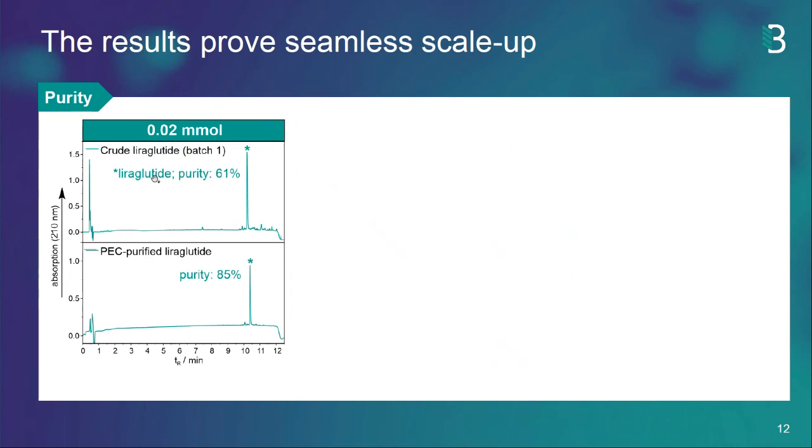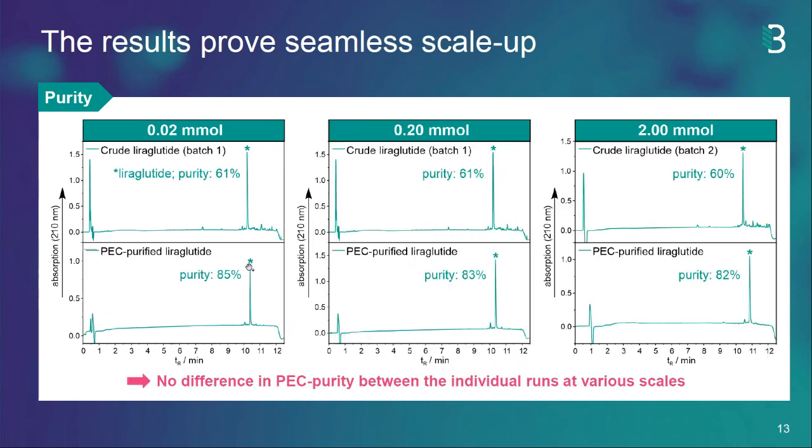First of all, when you look at the crude from batch 1, you see that we were able to achieve a purity of 61%. And after a single PEC purification of the 20 micromole, we could increase the purity by more than 20% to 85%. When you now have a look at the UV chromatograms after purification of 200 micromole and then of 2 millimole, you see that there is basically no decline in purity, which means that there is no difference in PEC purity between the individual runs at various scales.